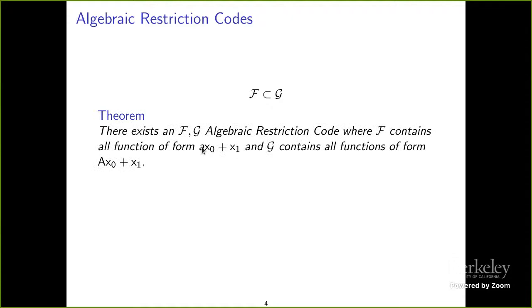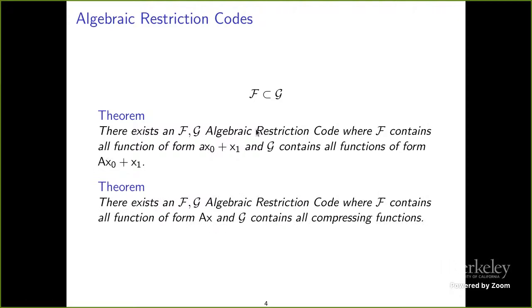One allows for scalar affine functions, where f are the scalar affine functions and g are the multivariate affine functions. And we have one where f are multivariate linear functions and g are all compressing functions. And this is, I think, the technical crown jewel of the paper. In a way, you need this compressing property. Otherwise, you can always reconstruct x0, or you can always reconstruct the input from the output.